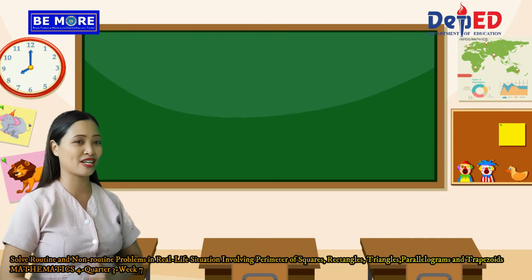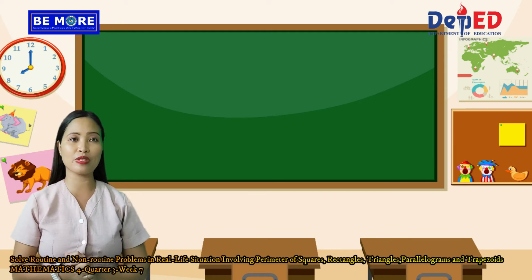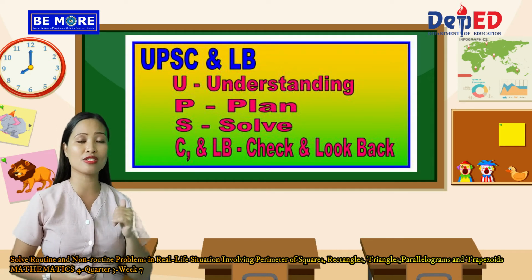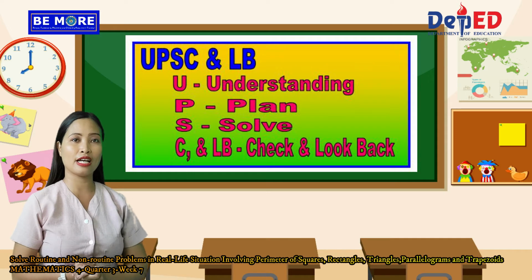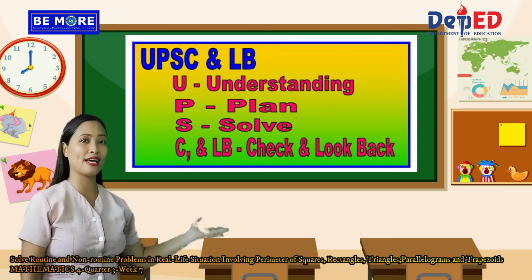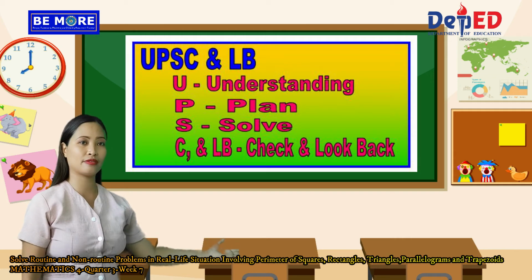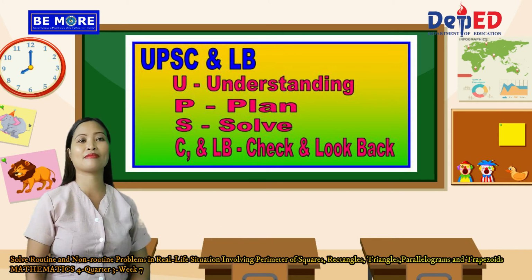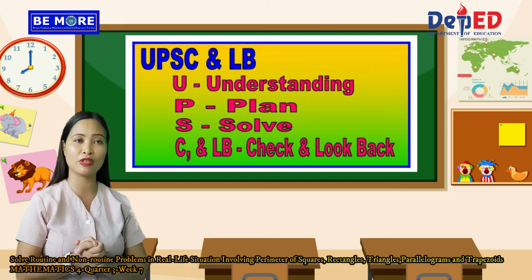Let's have a short recap, shall we? How do you solve routine and non-routine problems involving perimeter? We can solve routine and non-routine problems involving perimeter by following the 4 steps. The UPSC and LB, which stand for U, understanding, which includes what is asked and what are given. P for plan, which includes operation to use and a number sentence. S for solve, and C for check, and LB for look back. Dear learners, remember these steps and you'll surely enjoy solving whatever problem comes your way.